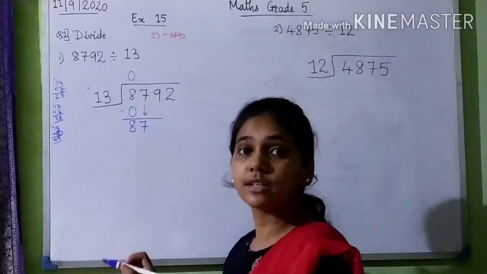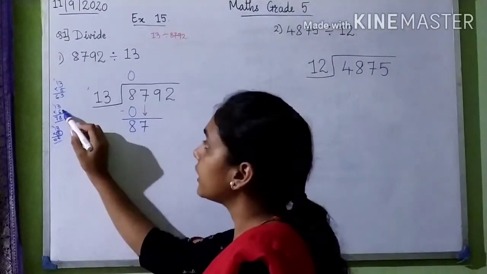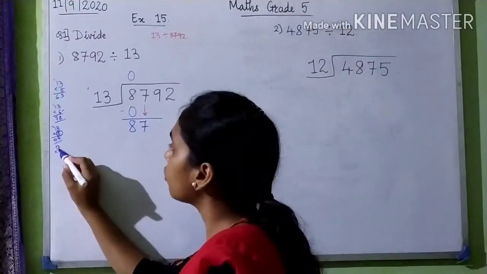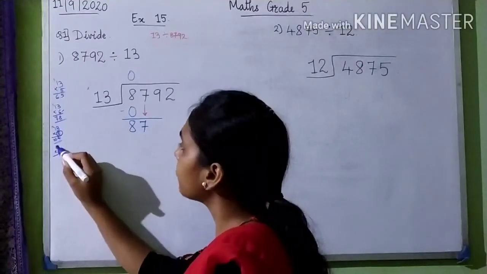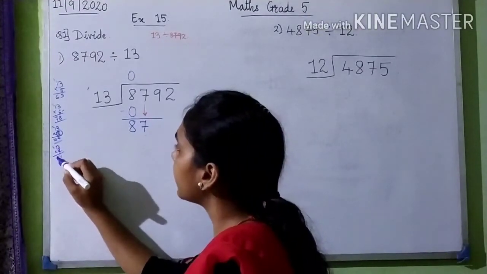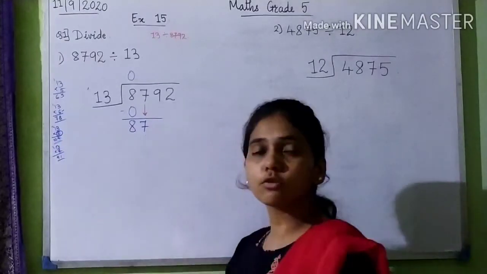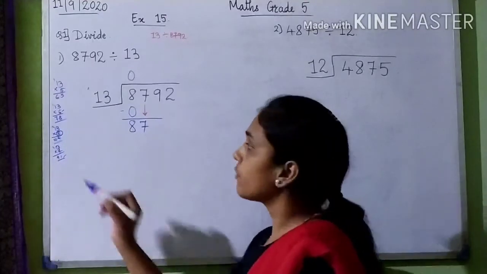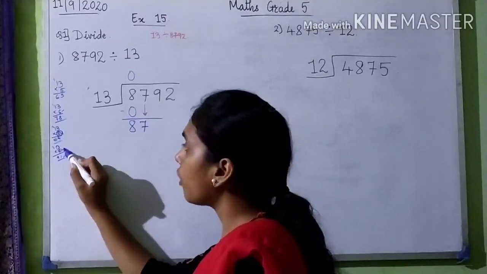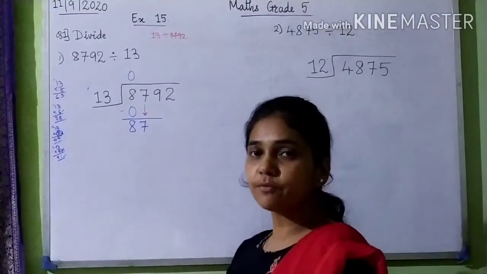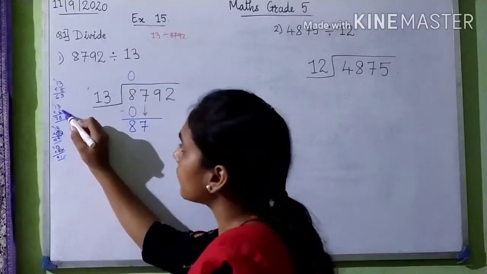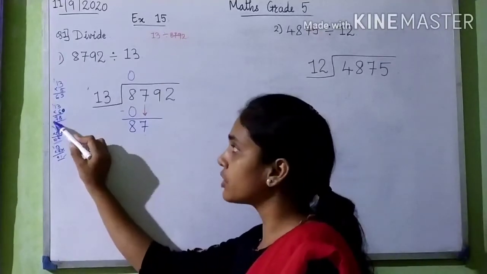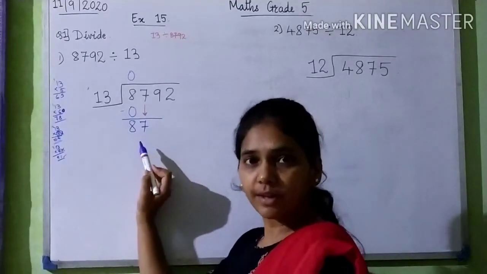So let's check 13 into 7 also. What is 13 into 7? 7 3s are 21, 7 1s are 7 and 2 more makes 9. So 13 into 7 is 91, and 91 is also greater than 87. So we cannot take 8, nor can we take 7. So which number do we have to take? 6 we have to take. Why 6? Because 13 into 6 gives me a number which is lesser than 87.